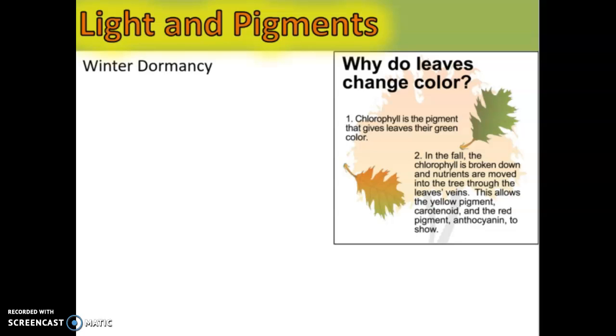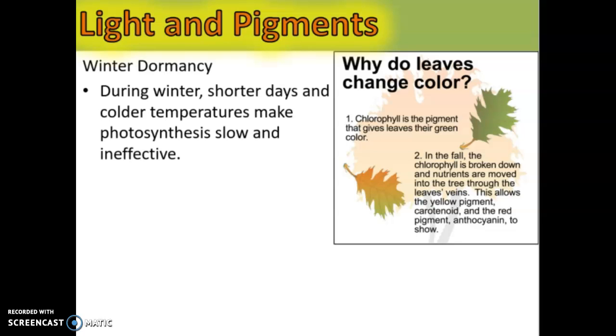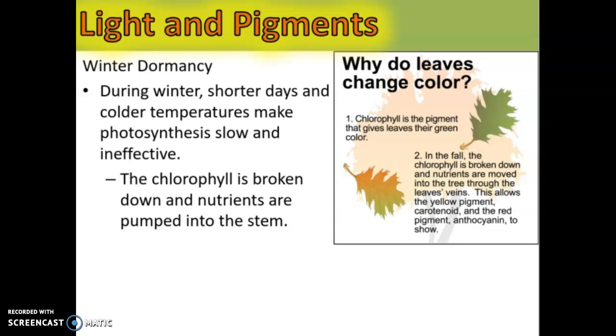So the last thing I want to talk about today is winter dormancy. During the winter, remember that the days are getting shorter and the temperature is getting colder, which makes the process of photosynthesis very, very slow. In fact, it happens so slowly that many plants don't even try to photosynthesize. They kind of just give up, and whatever chlorophyll, that green pigment, is left over in the leaves, they break down and pump back from the leaf into the trunk of the plant. You're like, I don't even need these leaves to try to photosynthesize, it's pointless.